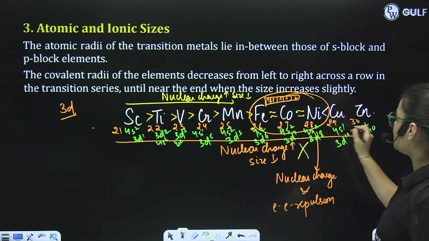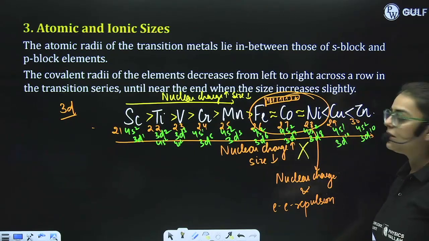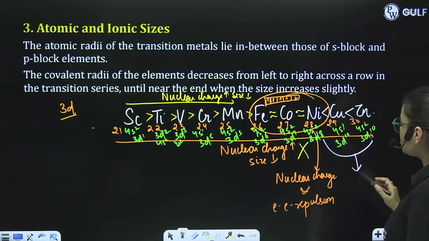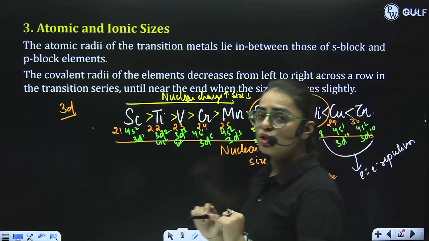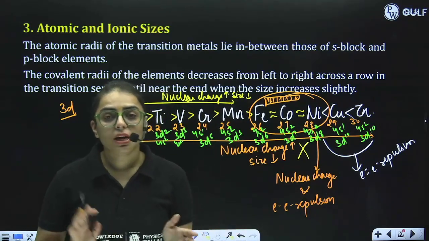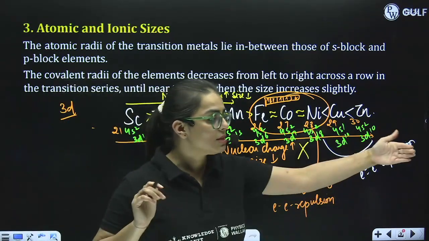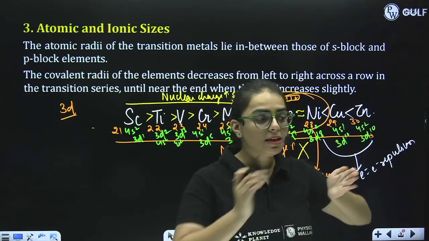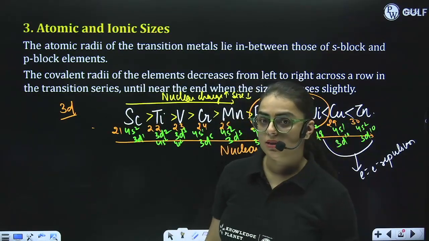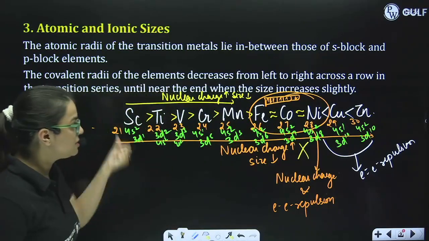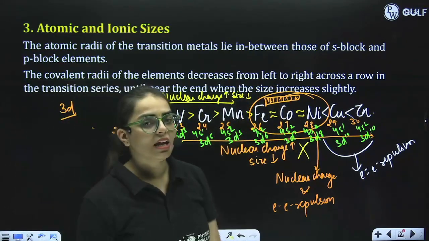Now let's talk about the last part. Over here, it is now going to increase. Why? Because over here, the electronic repulsion factor will dominate. It has 3d10 configuration, 10 electrons in the d orbitals, so electrons will repel each other. That means the outer electron that was coming inside, the inner electrons are going to push it further. So the distance is now going to increase. So the order is, first it will decrease, then it will be equal, then it will increase.